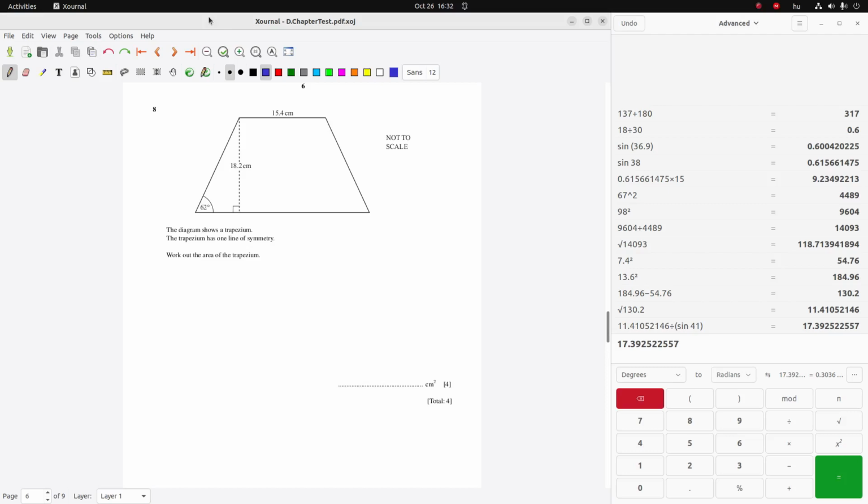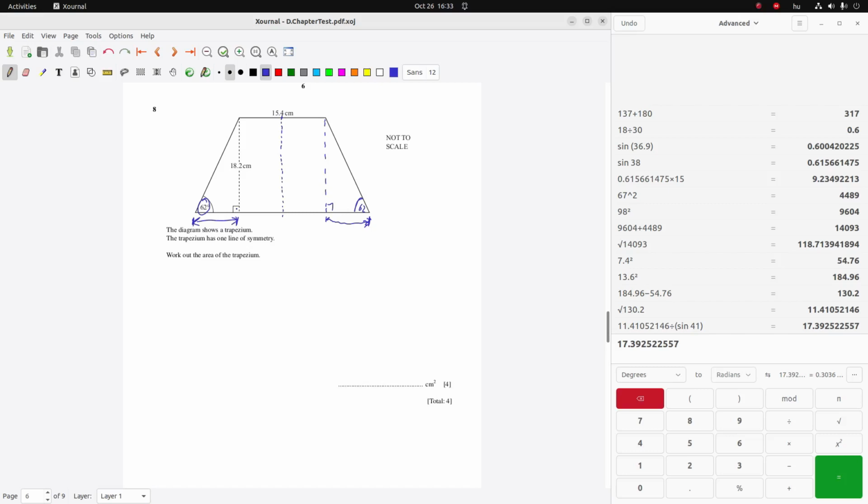Okay. The diagram shows a trapezium. The trapezium has one line of symmetry. So the line of symmetry, this is why I think it's tricky. We need to see where the line of symmetry is, and it's clear once you get some experience with it that it's running down the middle like this. And that implies that this angle is equal to this angle. And once you realize that, you will realize that this distance is equal to this distance.